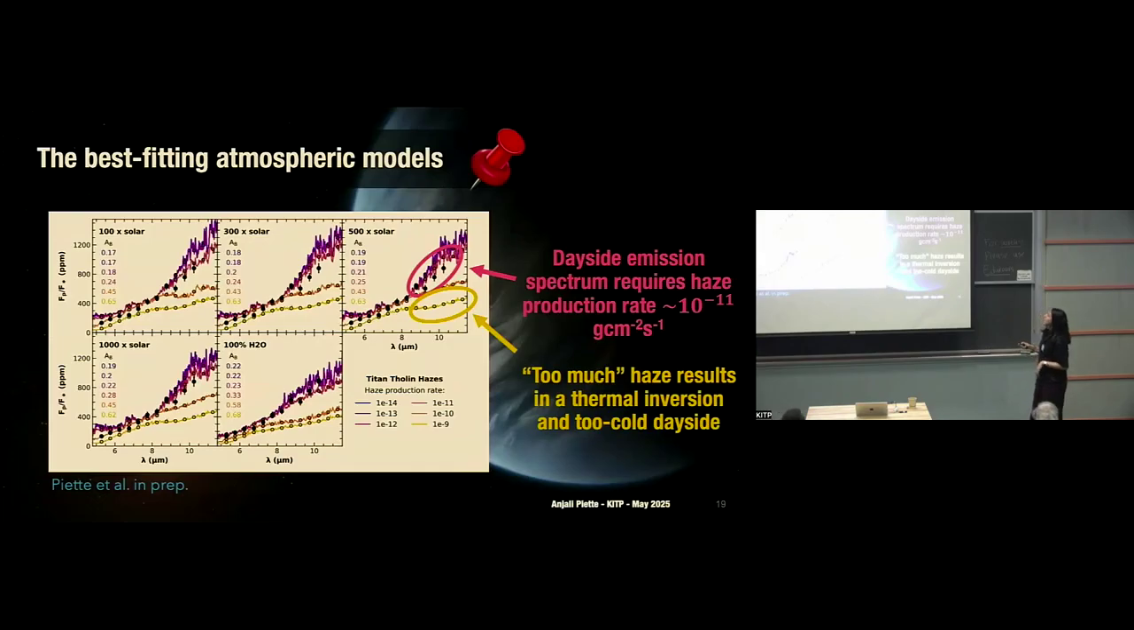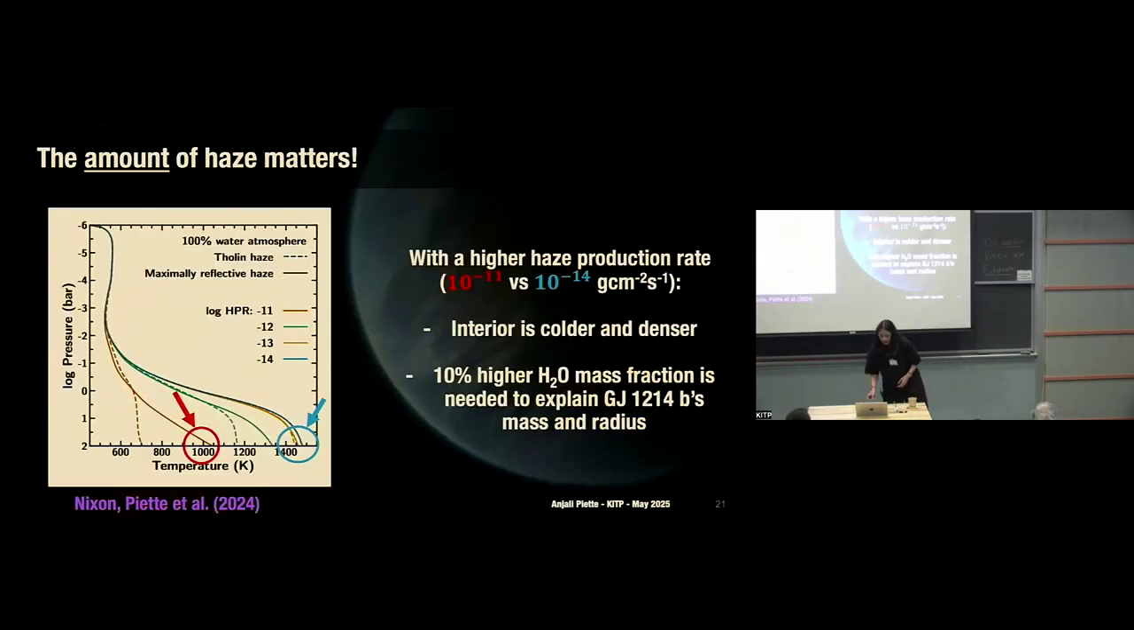Very quickly, the atmospheric models that we used are ones that are consistent with the day-side spectrum. To do that, we find that we need a haze production rate of around 10 to the minus 11 grams per centimeter squared per second. This is basically an amount of haze that gives you the right Bond albedo, but doesn't cool down the day-side too much. And if we do that, we get temperature structures a little bit like this. And why do we care about the amount of haze? If you have not very much haze, then your deep temperatures are a bit hotter. And if we have the right amount of haze, the deep atmosphere gets a bit cooler. That means your interior is cooler and denser, and you need more water or other volatiles to make up for that when you model the interior structure.